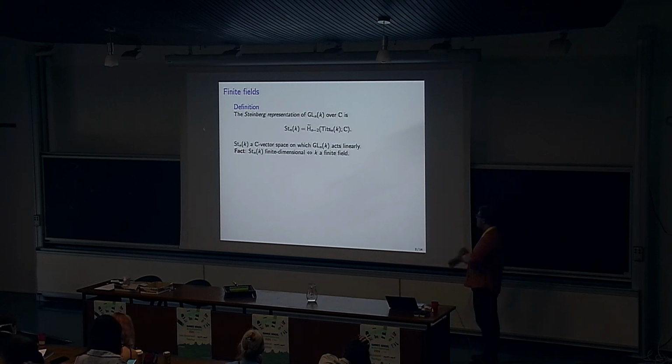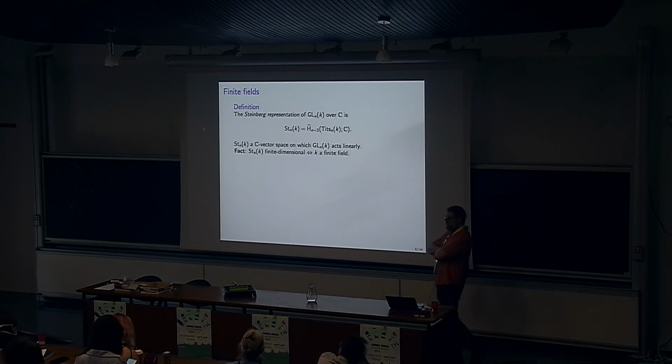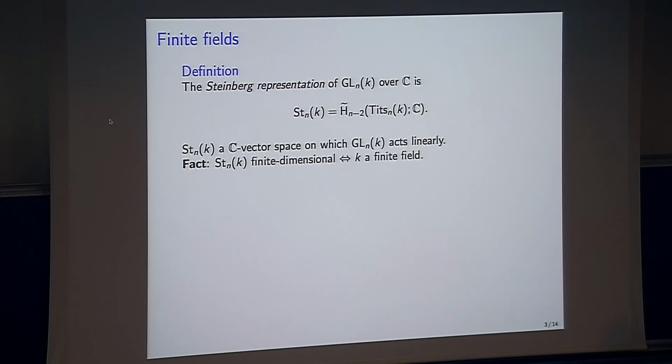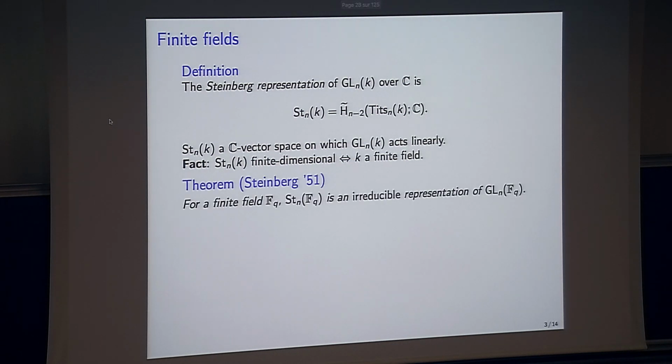So the first thing is this is finite dimensional exactly when K is a finite field. If K is a finite field, then of course there's finitely many lines, planes, and so on inside K^n, because K^n is literally a finite set. And the converse is also fairly easy to see. So this is a finite dimensional representation exactly when K is a finite field. And in that case, it was introduced by Steinberg, as you might expect from the name. In 1951, he proved this fundamental theorem that says that for a finite field, the St_n(F_q) is an irreducible representation of GL_n(F_q).